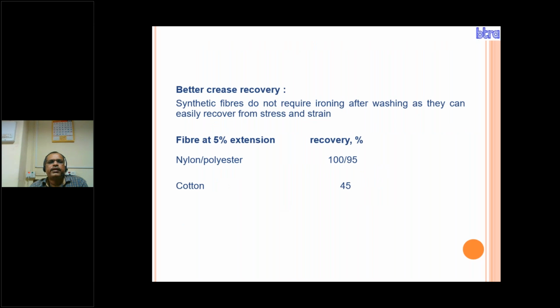Synthetic fibers also have better crease recovery. They don't require ironing after washing, as they can easily recover from stress and strain. After washing a cotton fabric, we can't wear it without ironing, but with synthetic fabric there is no need for ironing after washing. At 5% extension, nylon and polyester recover 95 to 100%, while cotton has only 45% recovery.